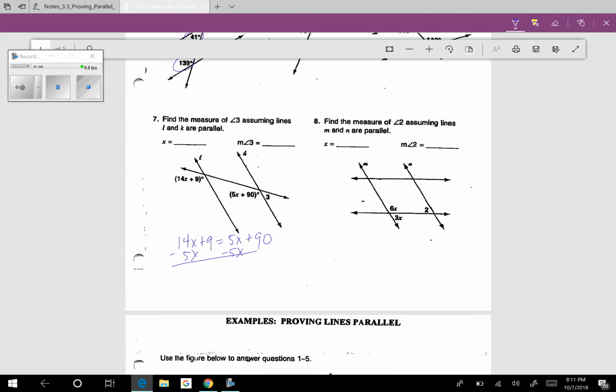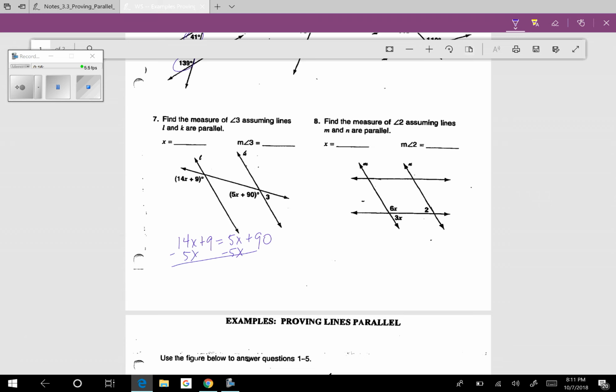Now we need to find angle 3. This is what we need to know. What's the relationship between this 5x plus 90 and angle 3? They make that straight line, so they have to add up to 180. So now your task is to plug in 5 times 9 plus 90 and find out what that is, and then do 180 minus whatever that number is, and that's going to tell you angle 3.